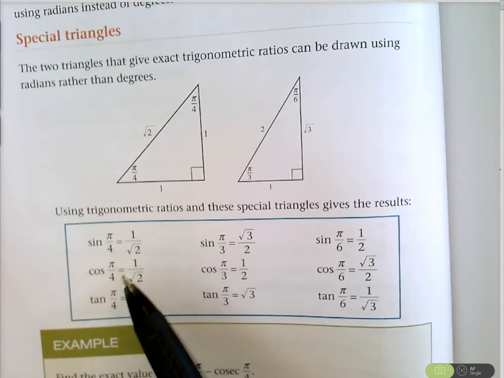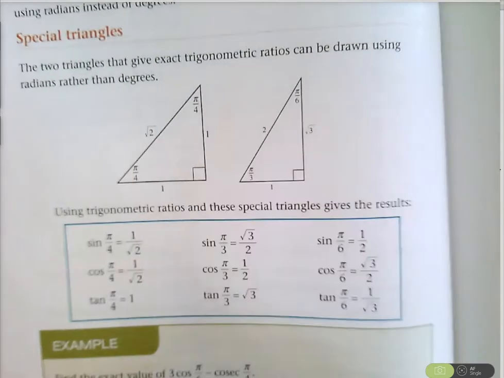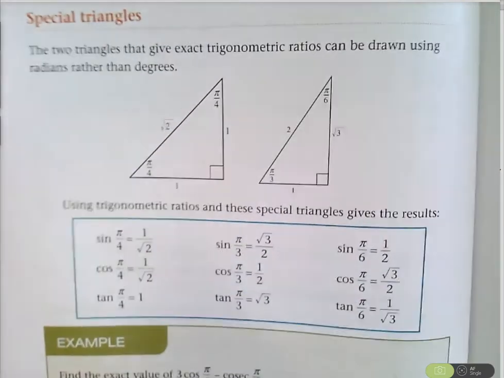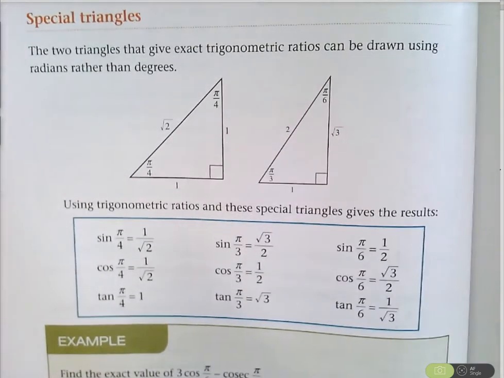Cos 45 is now cos pi on 4. It's 1 on root 2. You'll notice in a lot of the HSC questions, they rarely get you to do it in degrees. You'll be asked to do things now in radians.